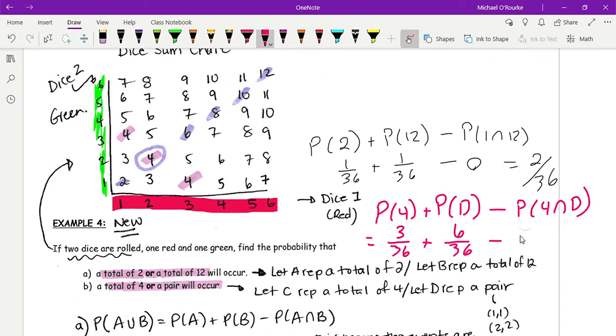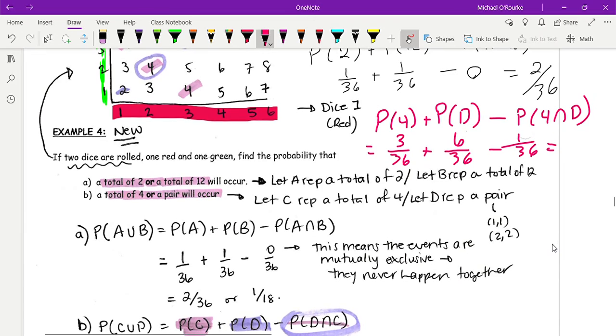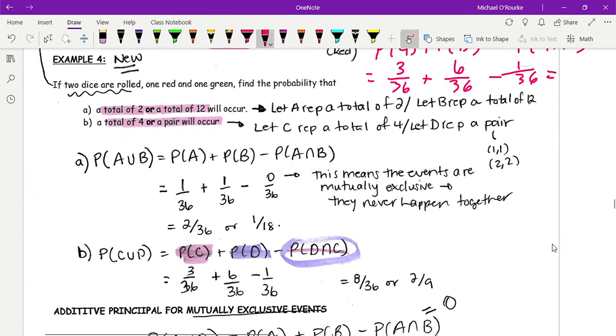Is there any of those that overlap? Can I make a double and a 4? One, this one. This is where these marks kind of come into play. The purple were 4s, the blues were doubles. So I minus off 1 over 36 here to get my answer, which then equals 8 over 36 or 2 over 9.